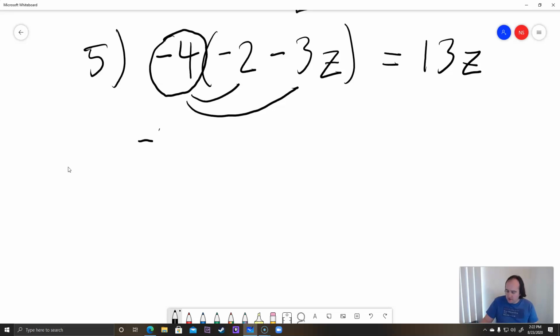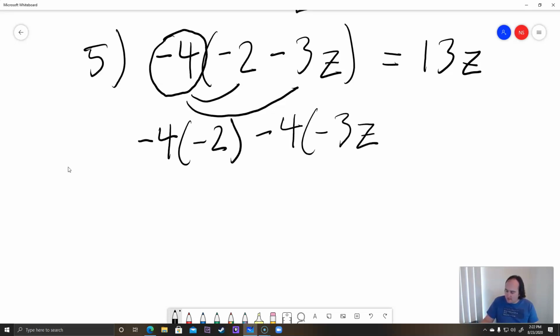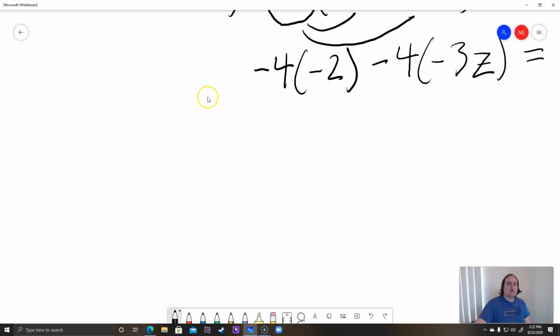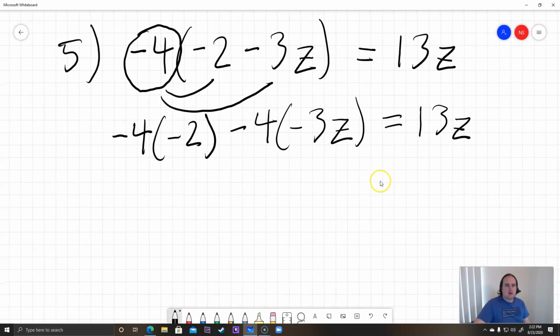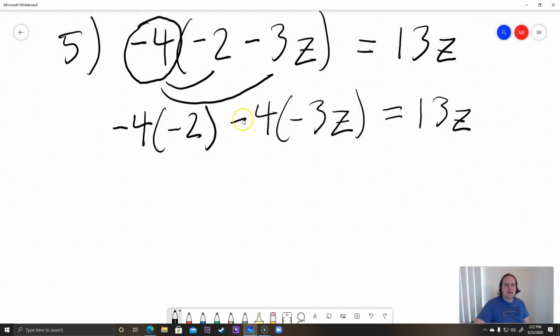If you can't do all that in your head, if there's too many minuses, you can write it out. So for the first term, we're going to have negative 4 times negative 2. And for the second term, we're going to have negative 4 times negative 3z. Some people can do that in their head, but if you can't, it's not a big deal to write out that step. Sorry, I dragged the screen off. So anyway, what we got here is negative 4 times negative 2 and negative 4 times negative 3z on the left side.